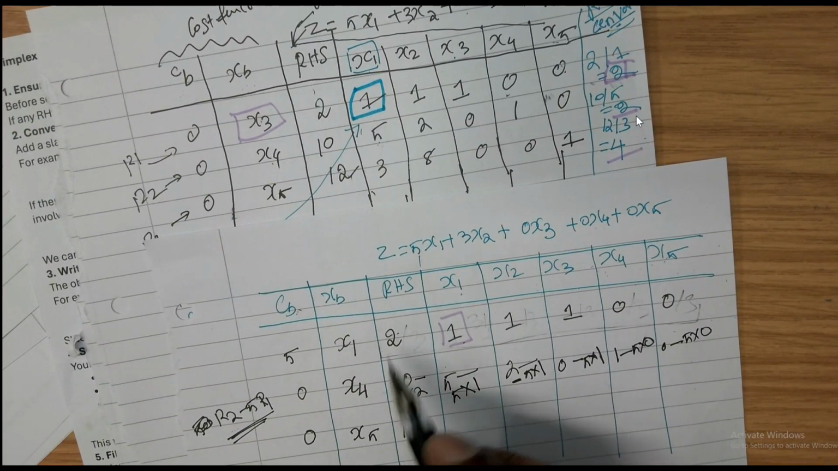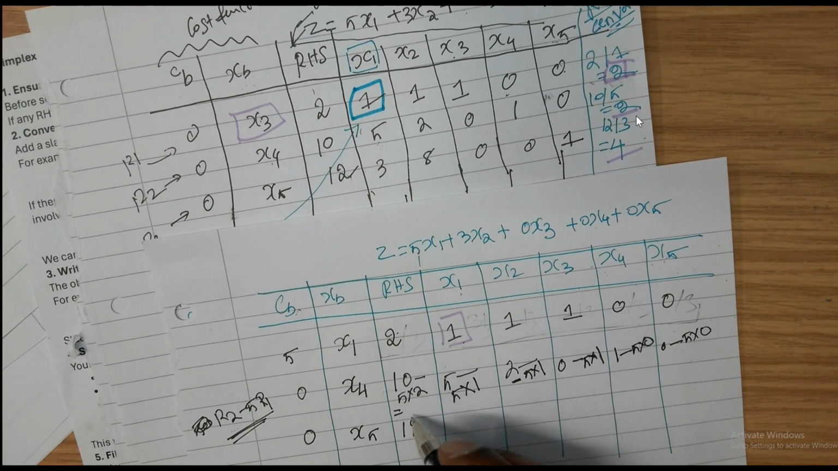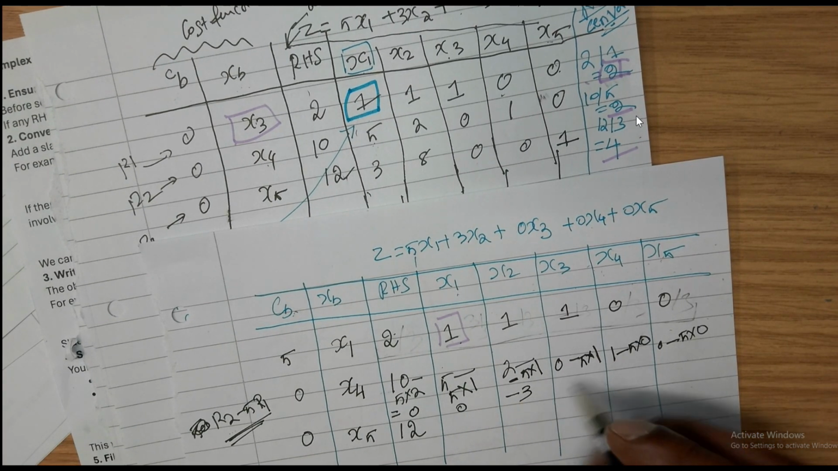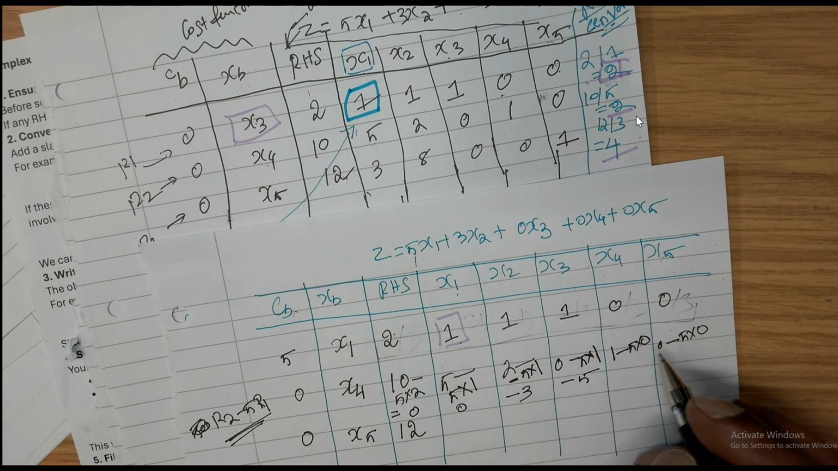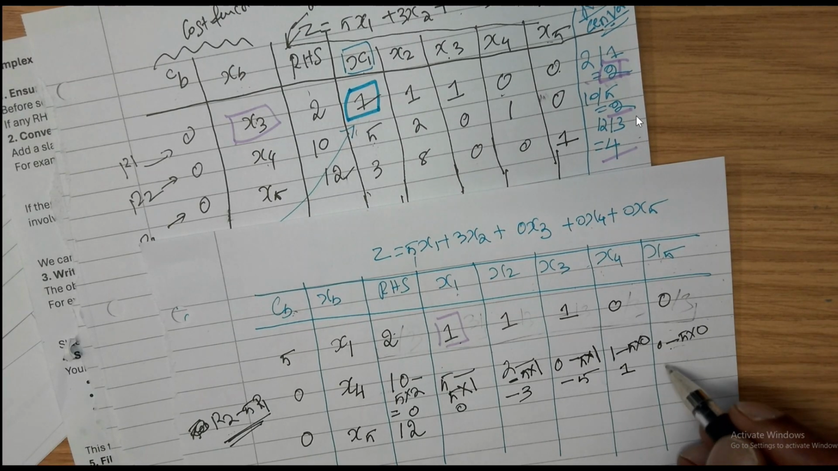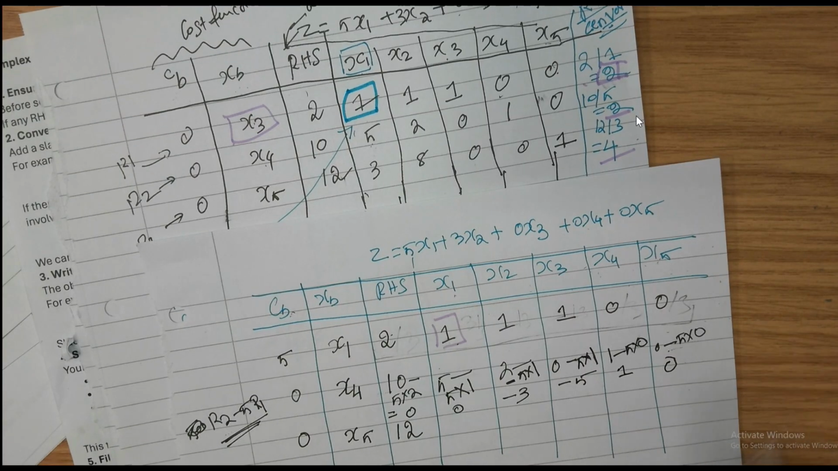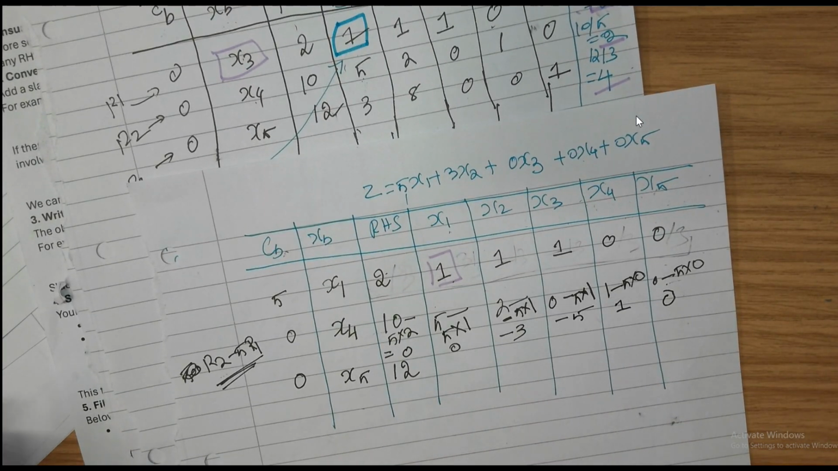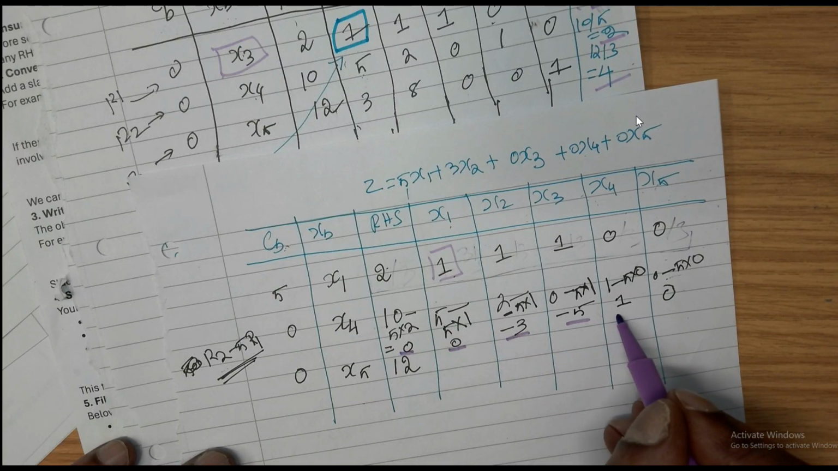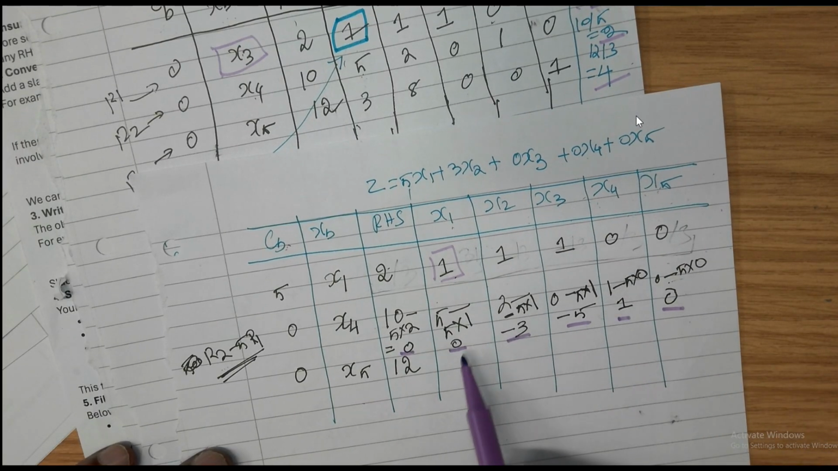So this will be equal to 10 minus 10, 0, 5 minus 5, 0, 2 minus 5, minus 3, 0 minus 5, minus 5, 1 minus 0, 1, and 0 minus 0, 0. So take a note of these values: 0, 0, minus 3, minus 5, 1, 0.